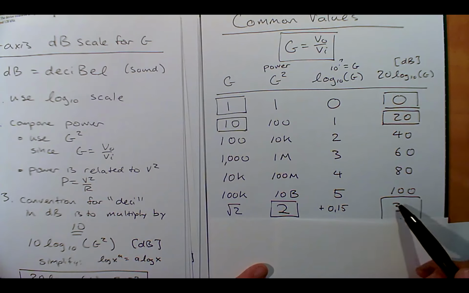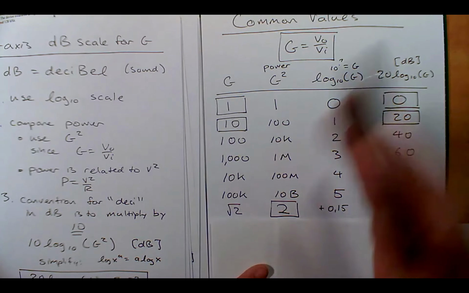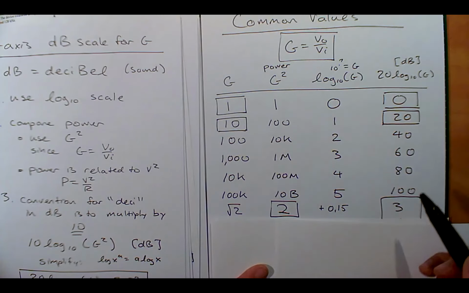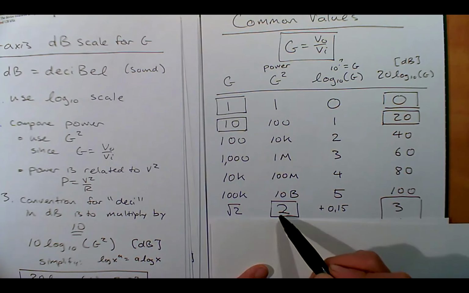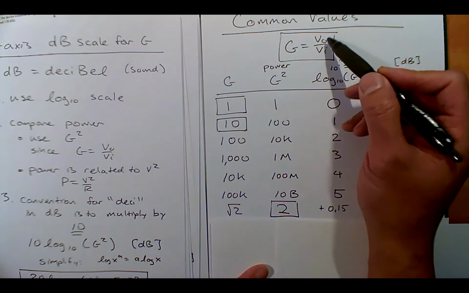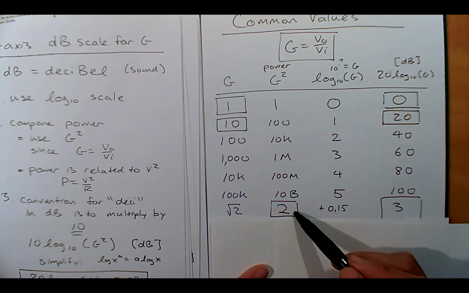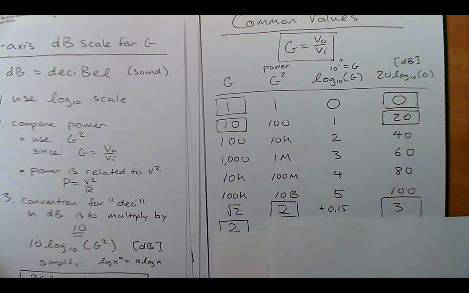The reason why I highlight this is because this is kind of a common number that comes out. You'll see something like 3 dB, right? If you see 3 dB, that means that the power ratio is 2. That means the output has double the power of the input. Not the signal itself, but the power of the signal. Okay, let's look at the next one.